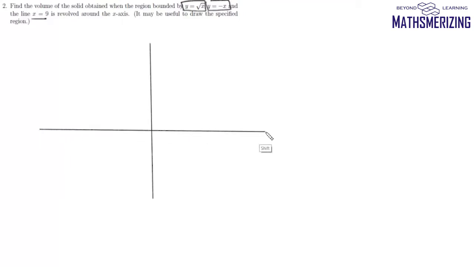So that's our coordinate axis with the origin. This is the x-axis and this is the y-axis. Now we'll draw this half parabola, which is y equals root x. And then we'll draw this straight line, which is y equals minus x. So this is y equals minus x.